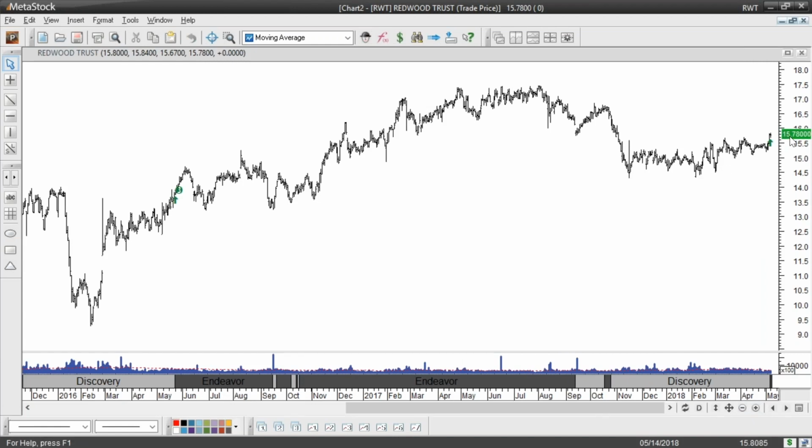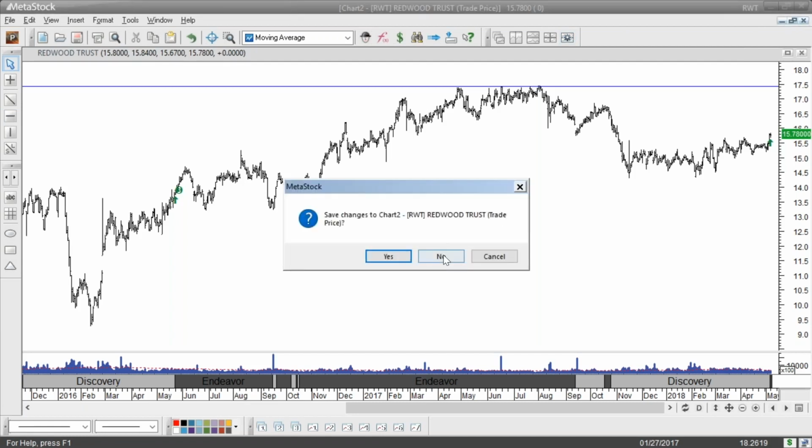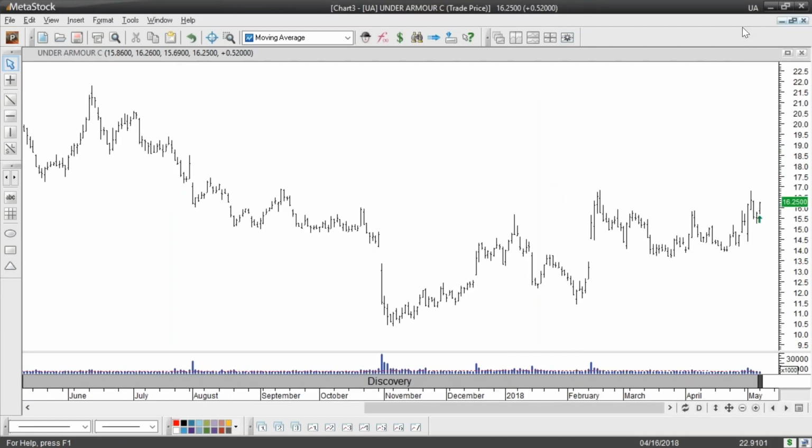Today's close is 15.78. But once again, the high on this is around $17.41. So I don't have anywhere near 20%. Again, that's a no. Passing on this. I'm left with UA. Let's back out of this.